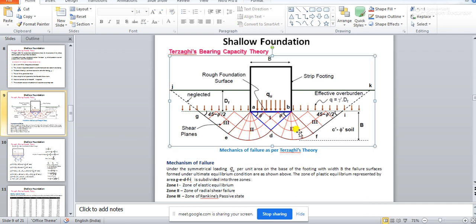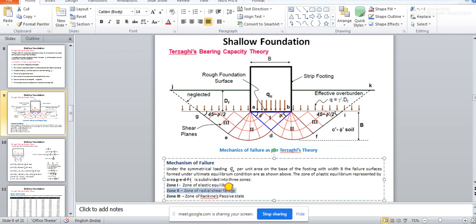you are going to get another zone just beside it, and that is called zone 2, and this zone 2 is called the zone of radial shear failure. You see, while the footing is trying to get inside the soil by the pressure, at that time there will be some kind of radial pressures coming in this zone, in the radial direction, this way, this way, this way.